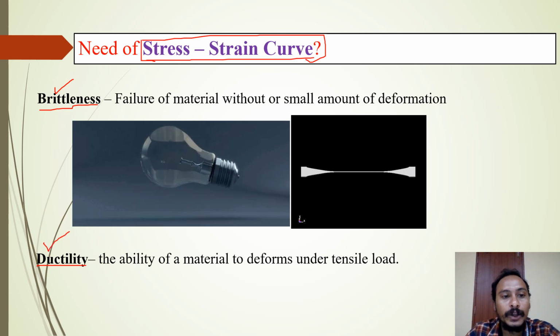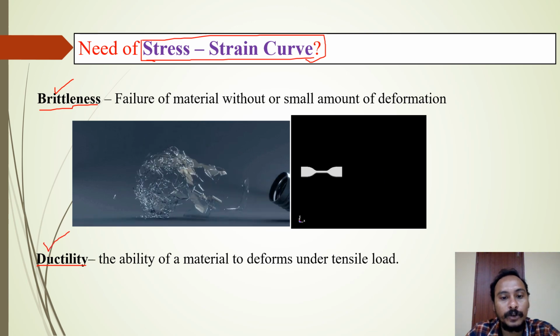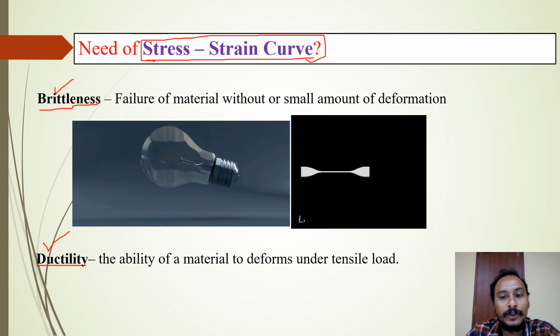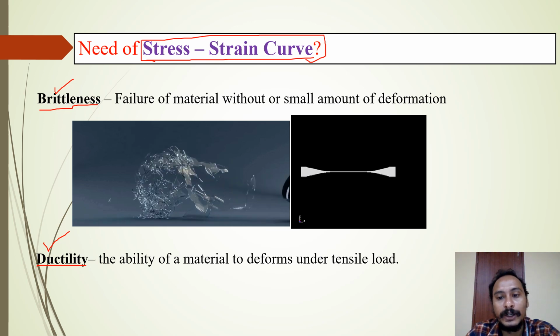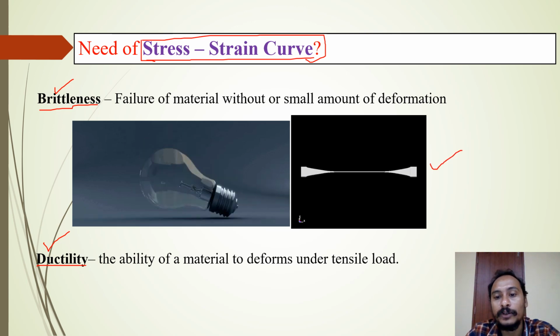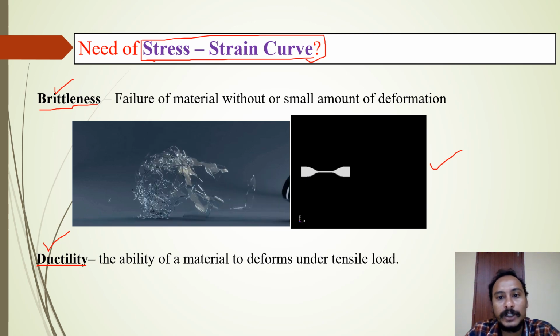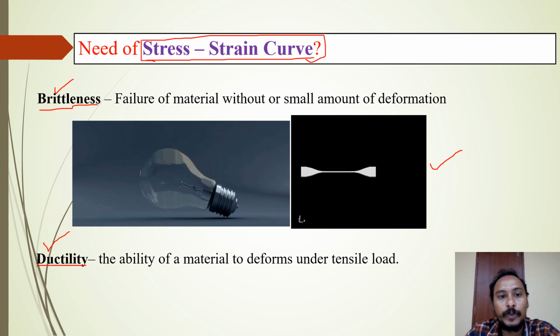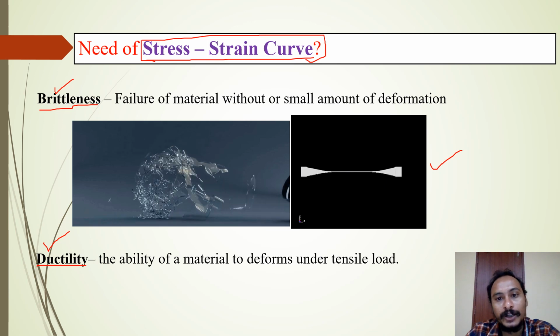If it is brittle, what is the maximum breaking load? And if it is ductile, what is the maximum deformation taking place before the failure of the product? So these kinds of material properties we come to know by using the stress strain curve.